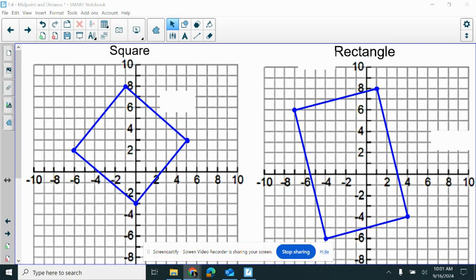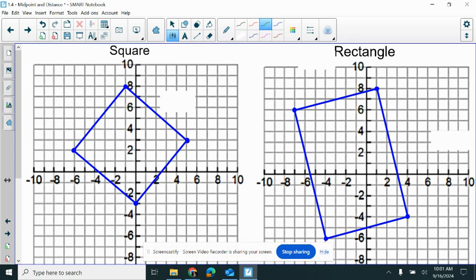This is Mr. Wright. Today we're going to look at how you find perimeter and area of a shape that is in the coordinate plane. So in order to find perimeter and area, you first have to find the side length. I did a video on this earlier about how you can use the Pythagorean theorem to find side length.